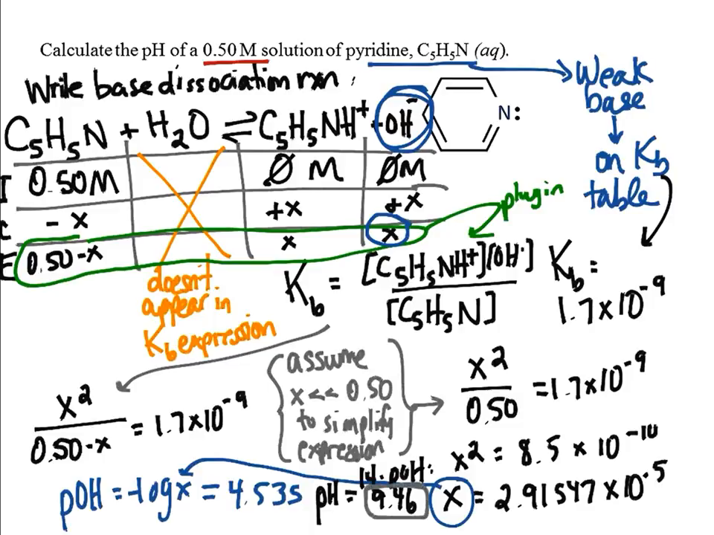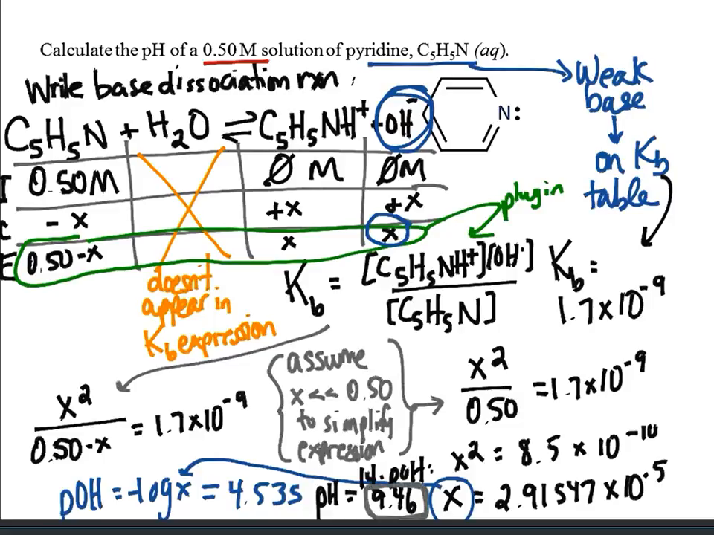Now we're going to, of course, look at it and say, okay, the pH is greater than 7. I feel pretty good because it's a base. You can always go back and plug x back in. We didn't validate this assumption was correct, but I can do that right now. If I plug my x value in, what did I get? 2.91547 times 10 to the minus 5. If I subtract that from 0.50, I get 0.4999708845. And so that does round to 0.50, so my assumption was fine.